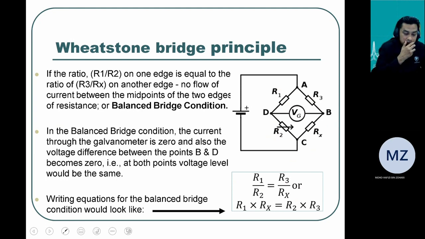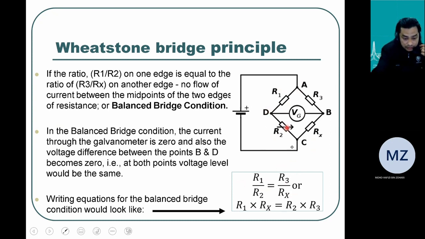Okay. So the key is we want to try to measure the VG so that it will have a zero value. And then if VG has zero value, then R2 can easily show the value, and then we can calculate for Rx. So look at this one. Look at how the equation is formed.